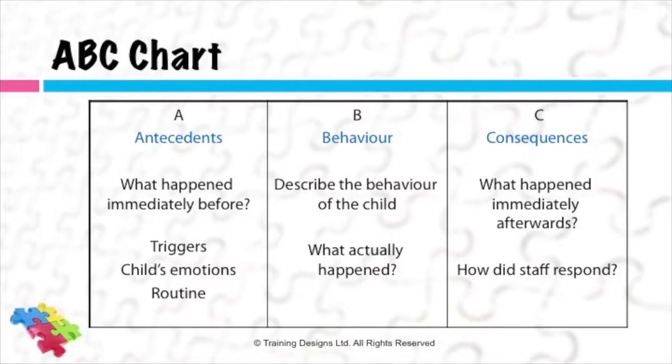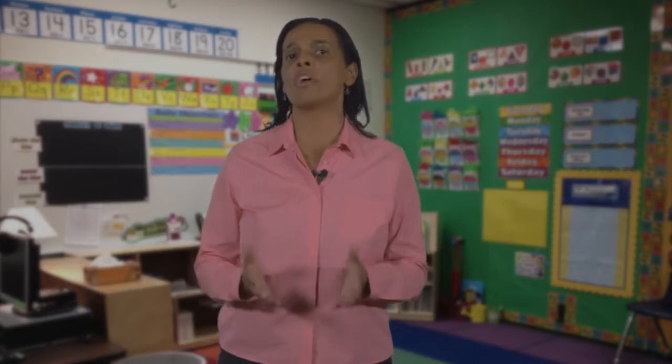B refers to the actual behaviour. Here you can write down a description of what actually happened. You can describe the actual behaviour of the child here. And C refers to the consequences of the behaviour. So what happened immediately after the behaviour? This may include how staff responded to the behaviour and what actually happened. You can also keep track of where and when the behaviour happened and the time, so that you can see a pattern developing. Here's another scenario to think about.